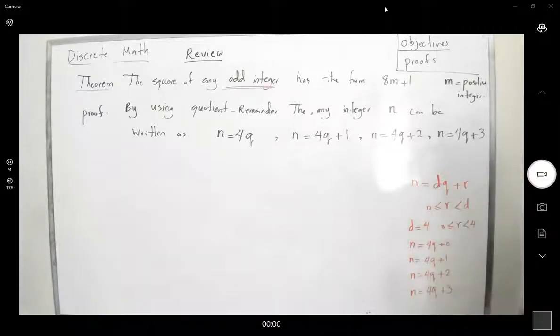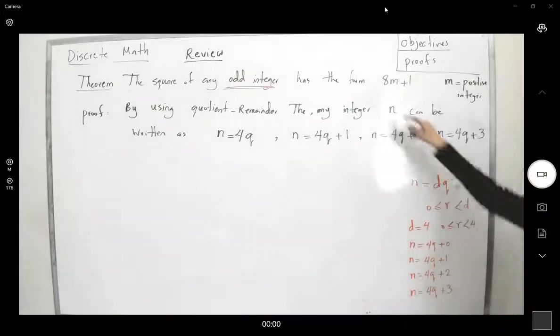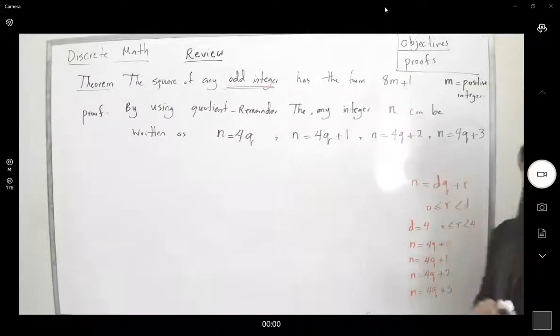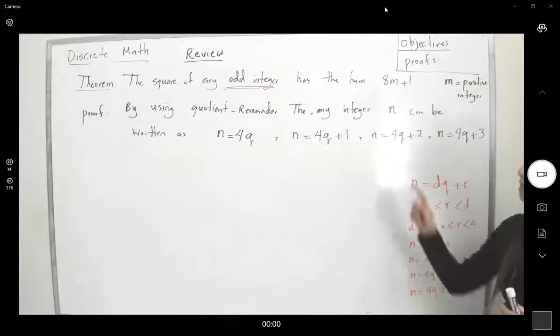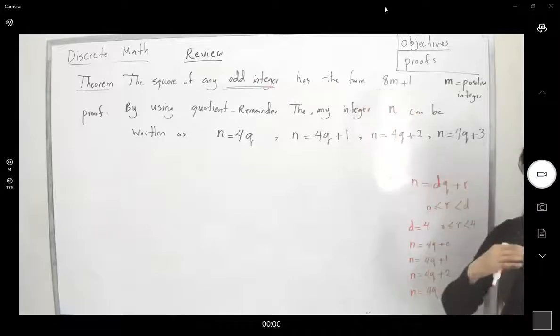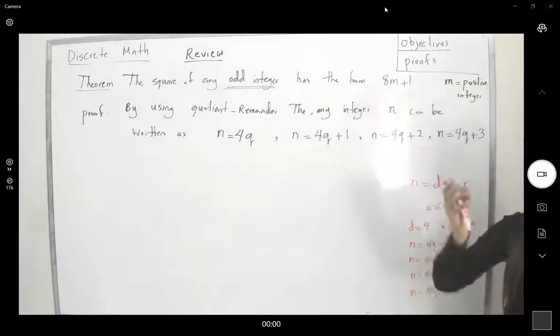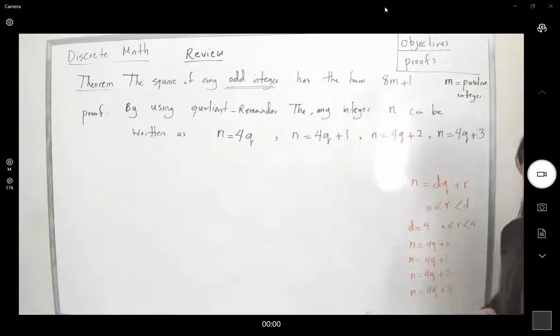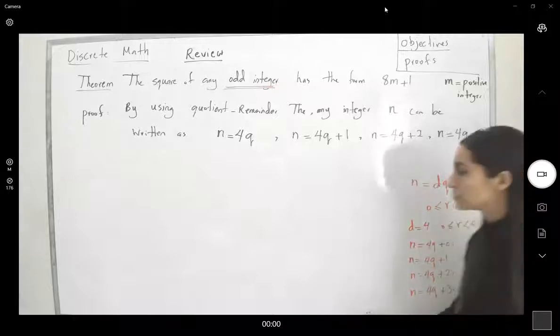Why am I selecting 4? Because this theorem says it is 8m plus 1. I'm looking for 8. If I square the odd values, I get 4 squared, which is 16. So somehow I can end up with 8. 16 is 2 times 8, so I can create 8. That's why I'm selecting d to be 4. I'm not selecting d to be 3 or 2 or other numbers. Okay.